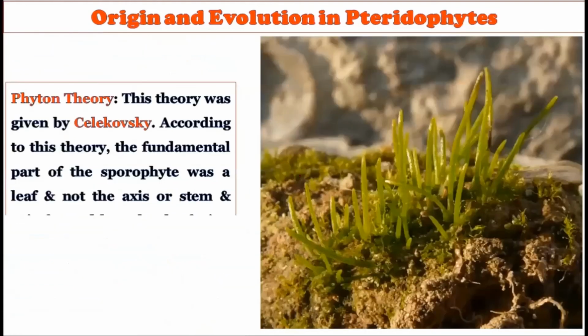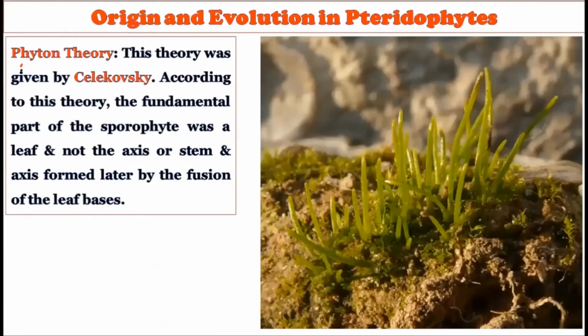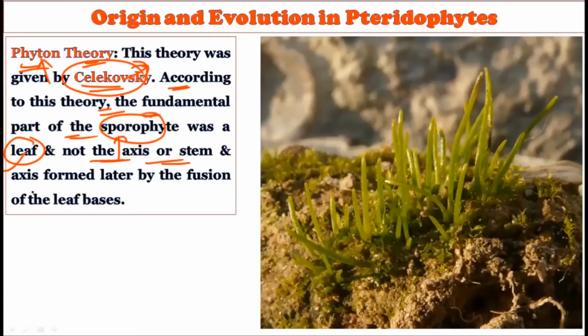All right, now consider the Phyton theory. This Phyton theory was given by Seleucus. Seleucus was a scientist who gave this particular Phyton theory, and according to this theory, the fundamental part of the sporophyte was a leaf. What he is saying is that the fundamental part of the sporophyte was the leaf and not the axis or stem, and the axis formed later by the fusion of the leaf bases.